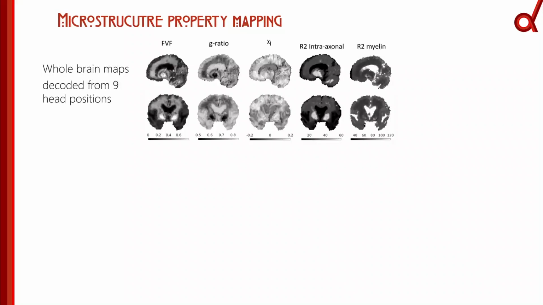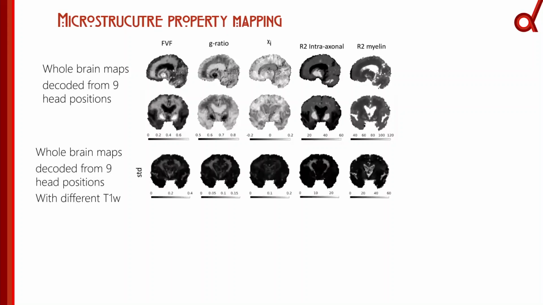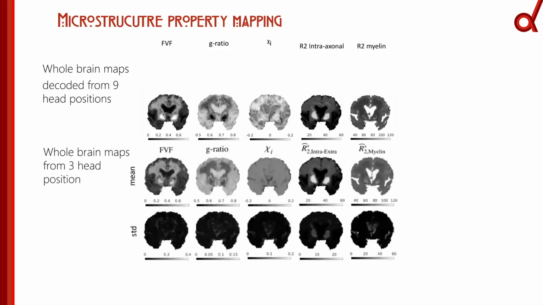What's interesting is that we repeated this experiment with multiple flip angles. We changed our acquisition so that we would be very sensitive to relaxation parameters. And we observed that, independently of the amount of T1 weighting, we always got the same values for the G ratio. The standard deviation across all these measures was extremely small. Also quite cool is that you can go from 9 head orientations to 3 head orientations and still get very comparable FVF and G ratio maps.